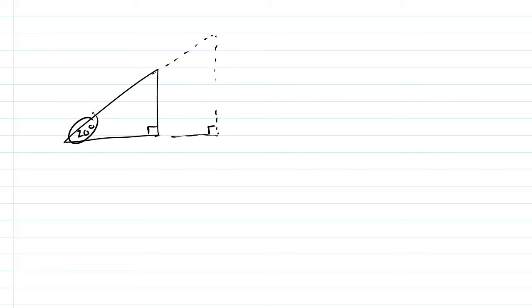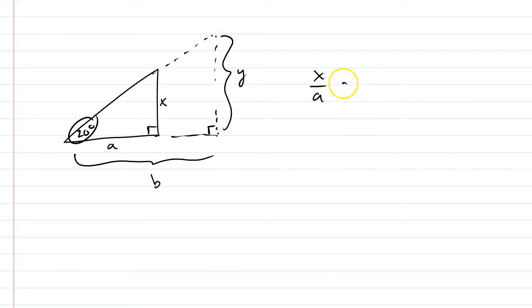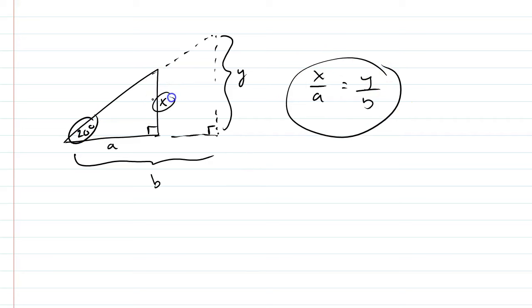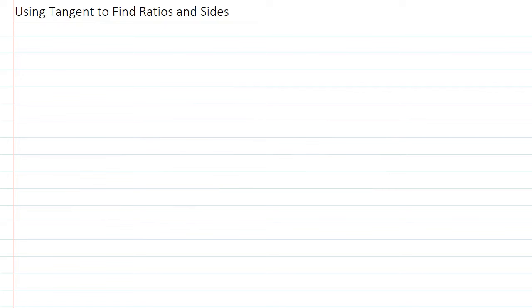So if we had something like x over a here, well, x over a is going to be the same as if I did y all over b. This is setting up similar triangles. And so what they did was they realized that if you're always going to divide this way, whenever it's 20 degrees in this corner, it's always going to be the same fraction. And so what they called this when they did x over a or y over b, they called this the tangent. So we're going to be using tangent to find ratios and sides.